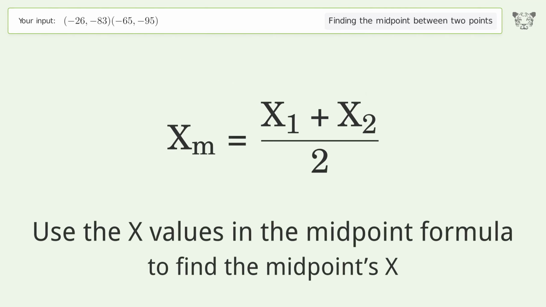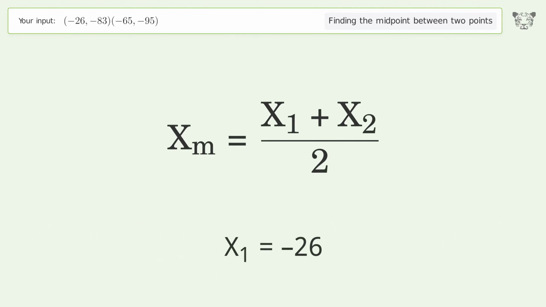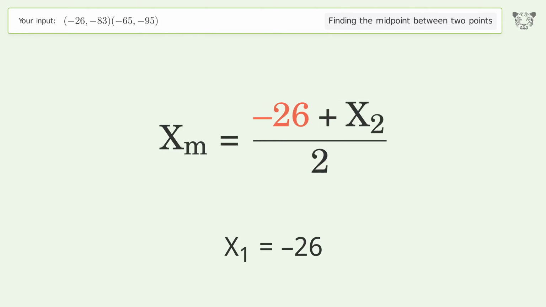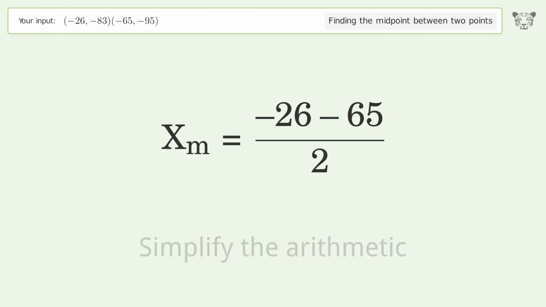Use the x values in the midpoint formula to find the midpoint's x. x1 equals negative 26. x2 equals negative 65. Simplify the arithmetic.